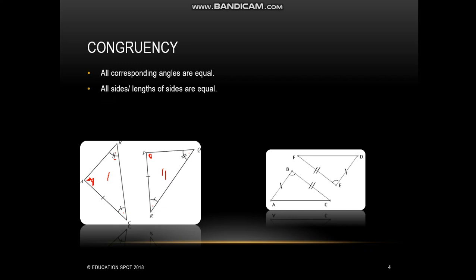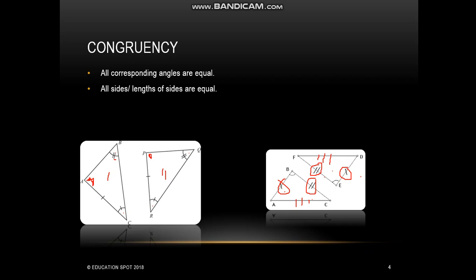Now, another definition says all the sides, or the lengths of the sides, must be equal. Looking at this diagram here, you have 2 strikes here and 2 strikes here, which means this side and this side are equal. And then you have 1 strike here and 1 strike here, which means this side and this side are equal. And by default, it means this side is equal to this side, right?